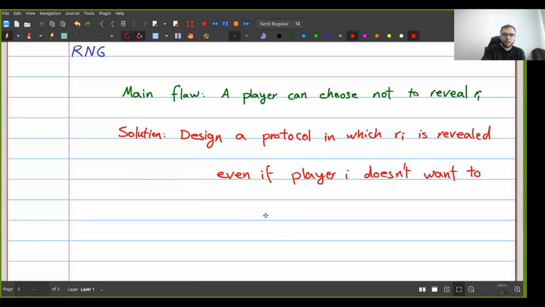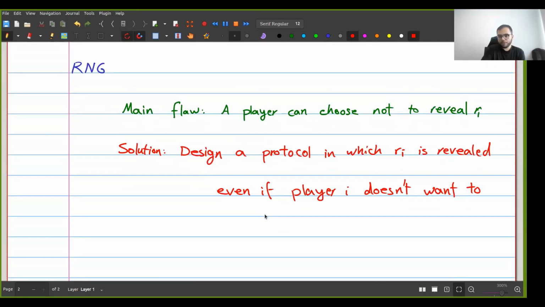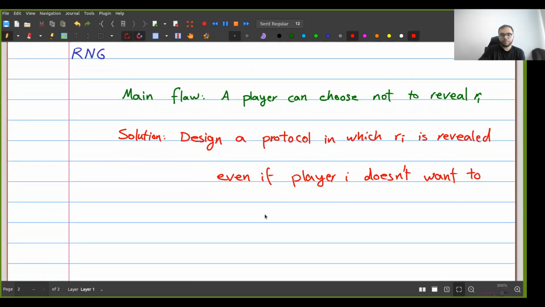Okay, but how can we do this? Well, today we're going to see one way of doing this, and in the next session, we're going to see another way. So today's way of doing this is called secret sharing. And to present this, I'm going to first give you a completely different problem, and then I'll show you how it can be used in the random number generation.